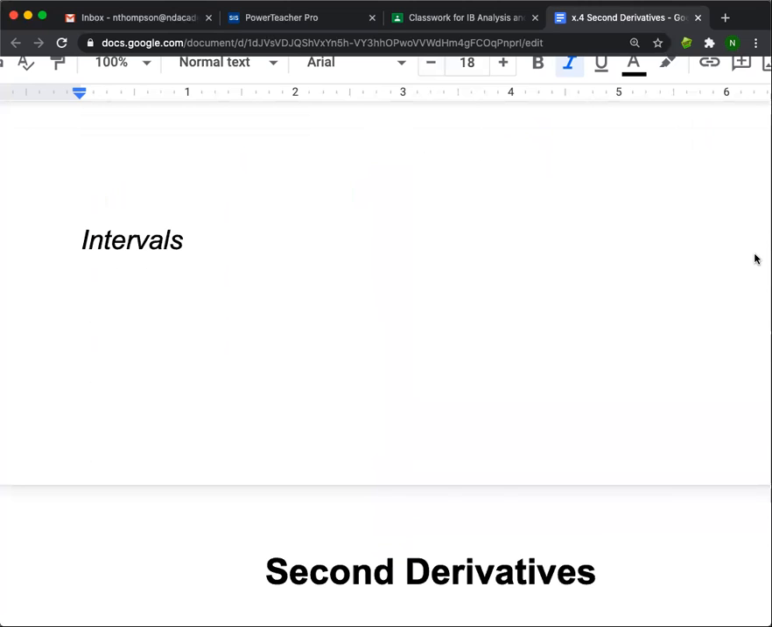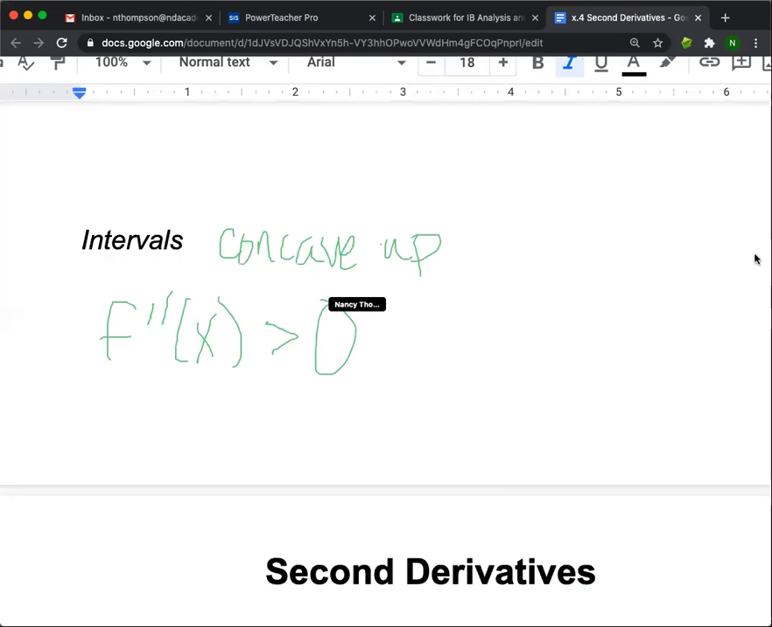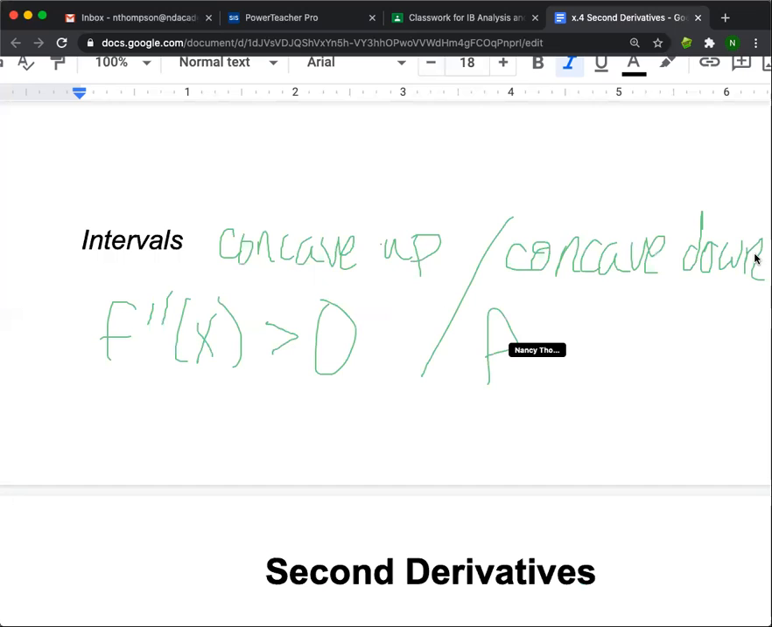Lastly, we have the intervals. So this is referring to if I asked, where is this function concave up? Then you would look for all of the places where the second derivative is greater than 0, where it's positive. If I asked for concave down, you would find the intervals, the x values, where the second derivative is less than 0. And that's it. So that's your notes for second derivatives.